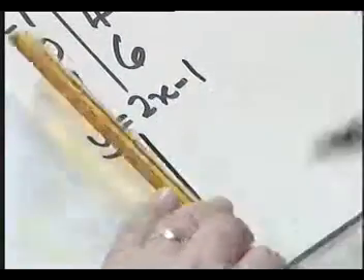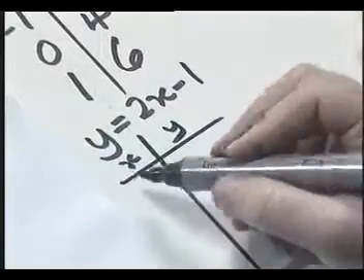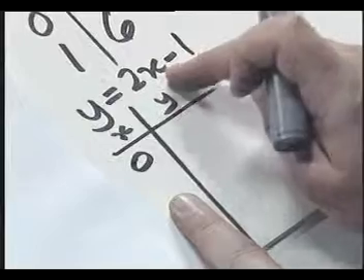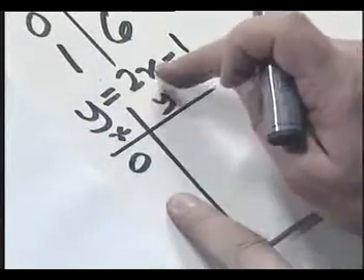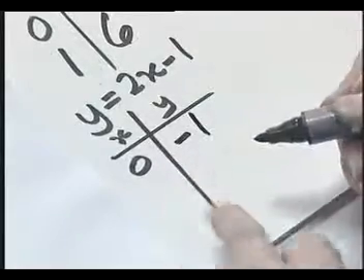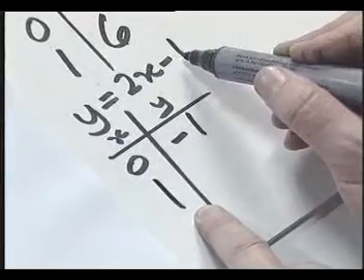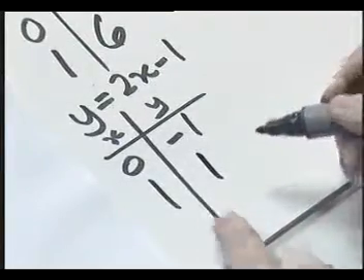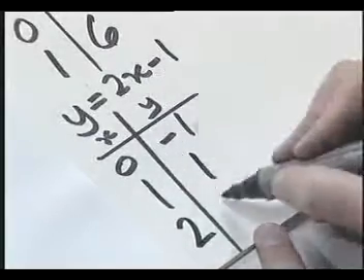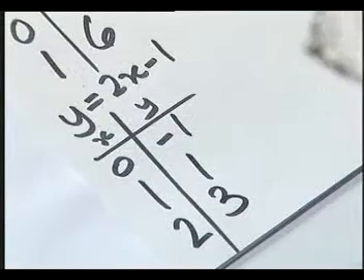Again, let's have some x values and some y values. Supposing x is 0. Well, if x is 0 and y is 2x minus 1, the y value will be 2 noughts are 0, subtract 1 is minus 1. If x is 1, we'll get 2 ones are 2, subtract 1 is plus 1. And if x is 2, 2 twos are 4, minus 1 is 3. Again, we've got 3 points. That's plenty of points to put on the graph.